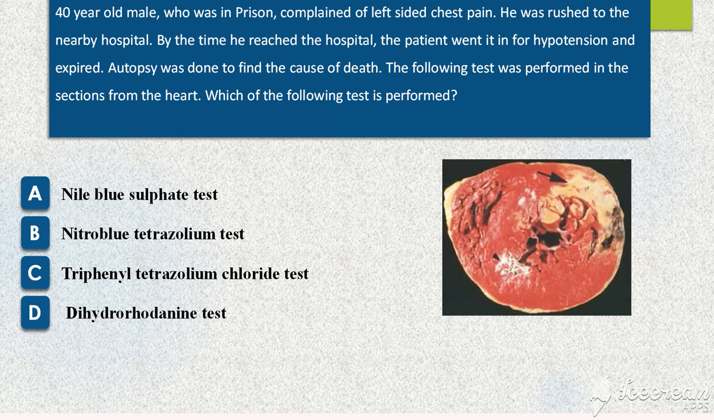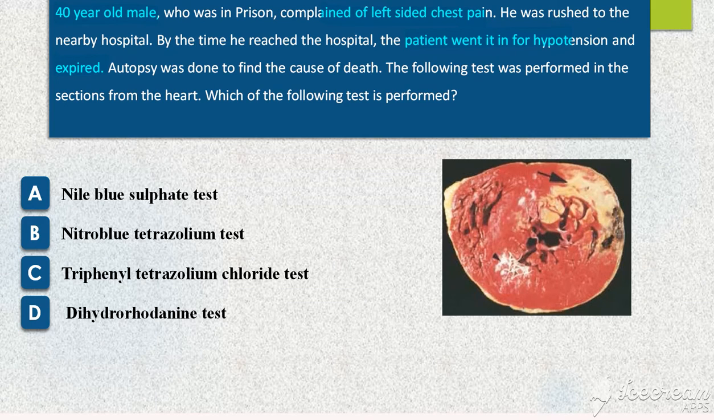Hi everyone. So the question for today is a 40-year-old male who was in prison complained of left-sided chest pain. He was rushed to the nearby hospital. By the time he reached the hospital, the patient went into hypotension and expired. Autopsy was conducted to find the cause of death.